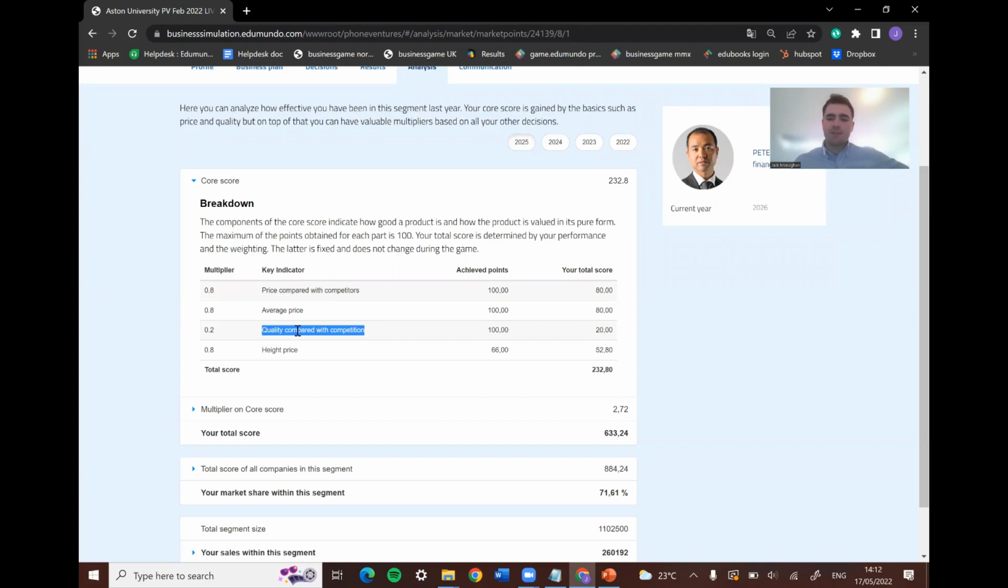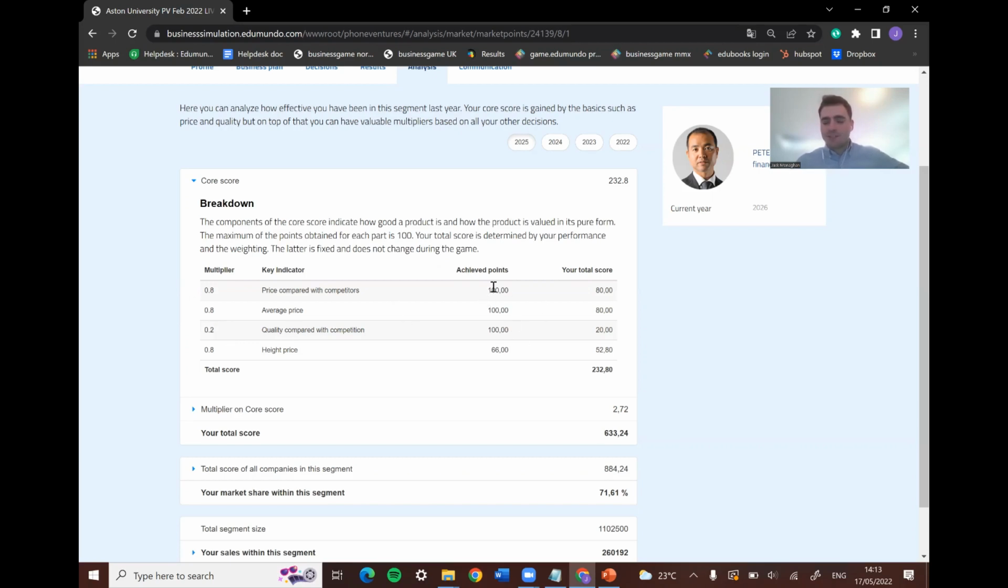Of course, depending on the segment that you're operating in, so if for example you're in the quality segment, you'll see different factors with different indicators and with different multiplier scores. So for example, the quality compared with competition is going to be a lot higher in the quality segment.